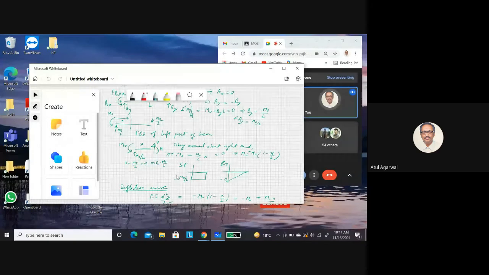So you see your shear force distribution doesn't depend on position. So you get minus M naught by L throughout the beam. And the bending moment at x equal to 0 is minus M naught. At x equal to L, you get 0. This is the way your bending moment distribution is.